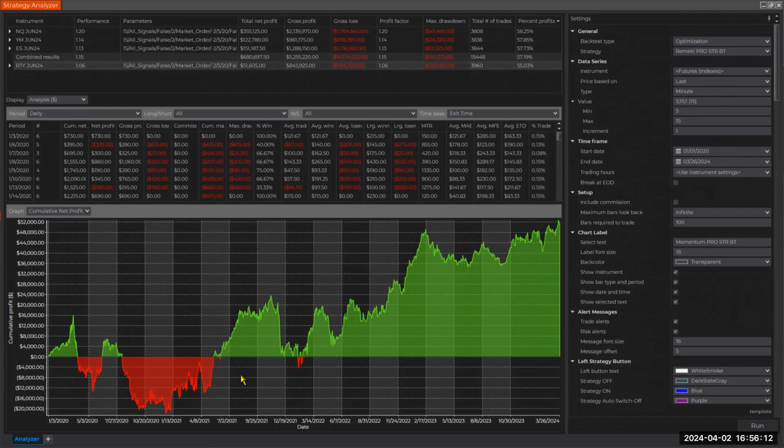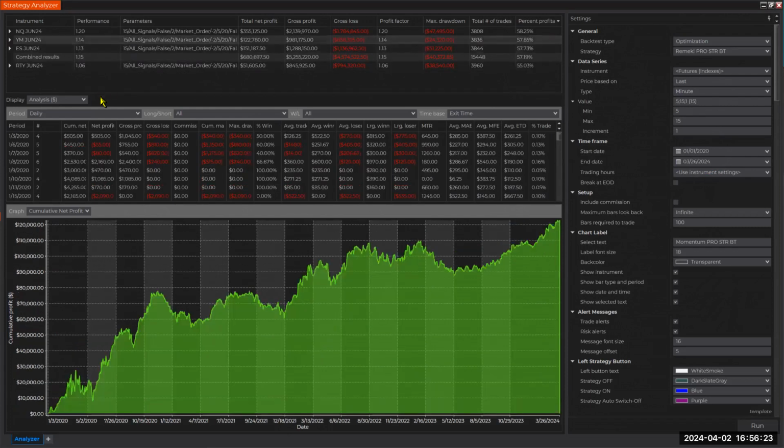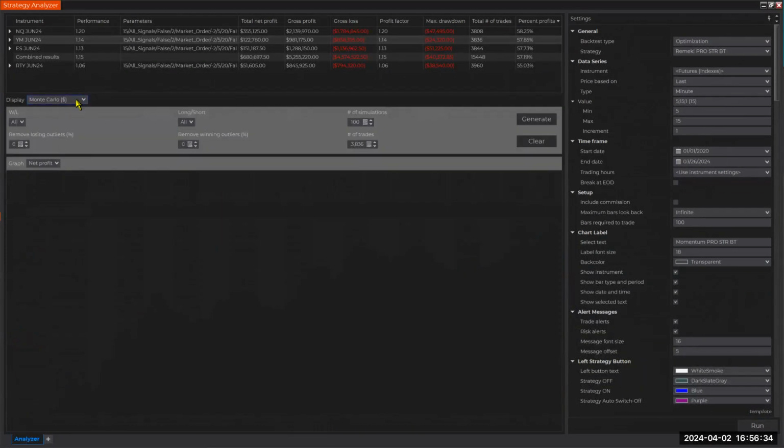And there's also one last thing, the Monte Carlo analysis. From the drop down, I select Monte Carlo. What that does is, let's say we're on the YM, 3,836 trades. We're going to imagine that we put them in a bag and take them out randomly. So it's the same trades, but in a different order over a 4-year period.